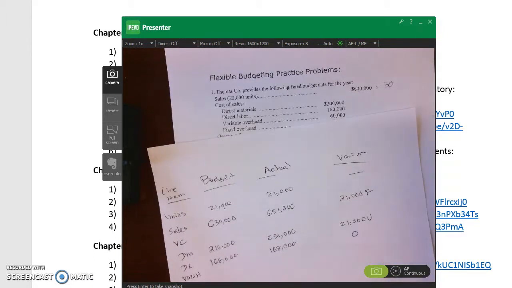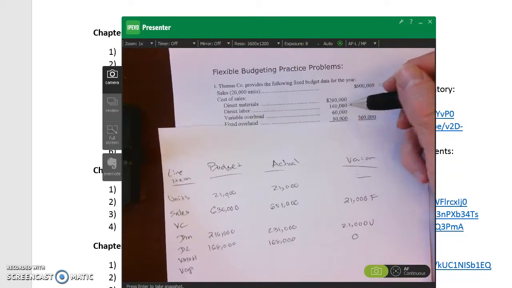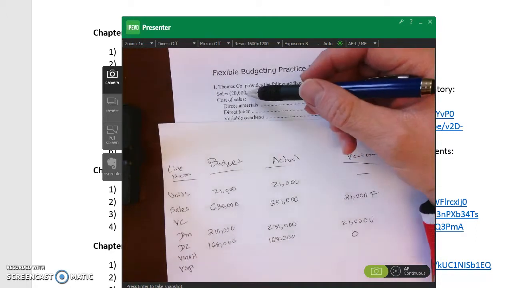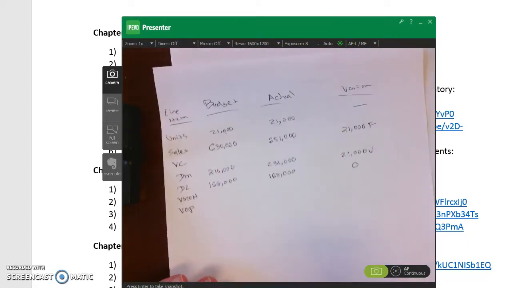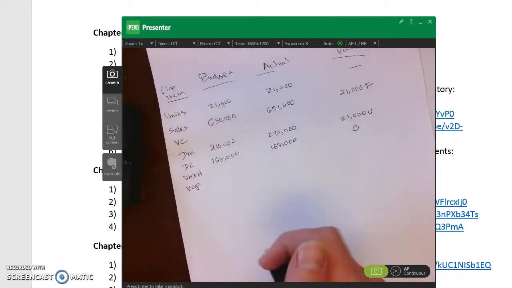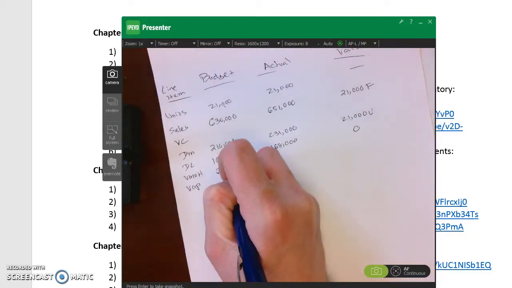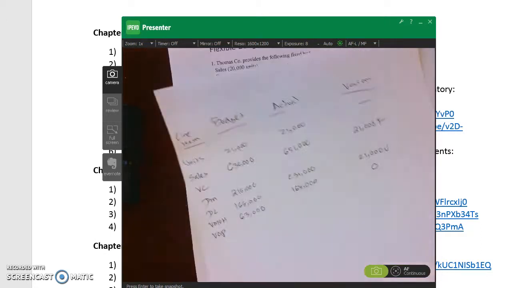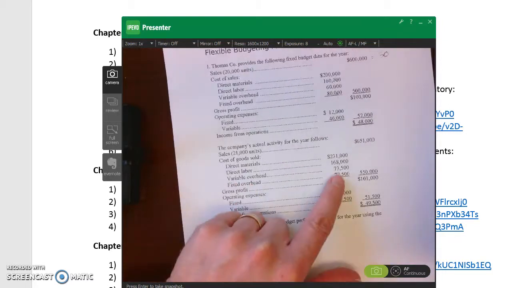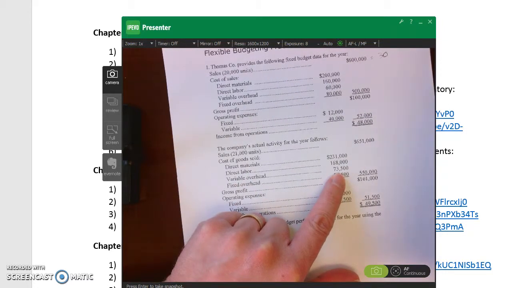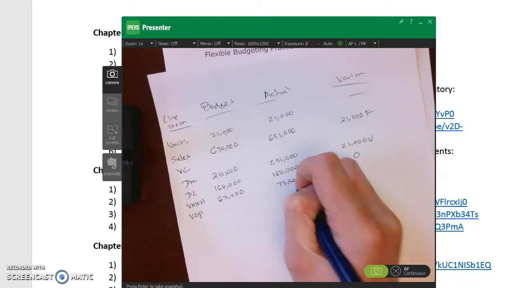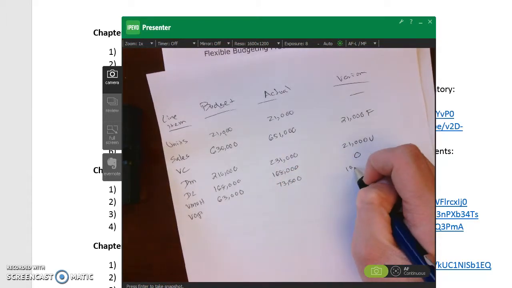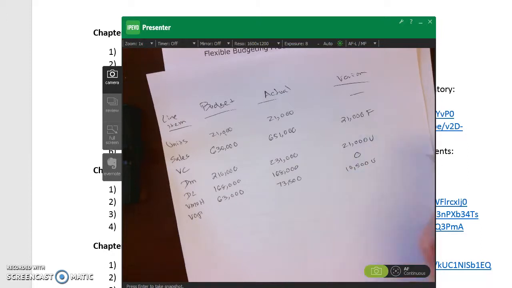Now we take our variable overhead of $60,000 divided by our 20,000, which gives us 3, times 21,000 gives us our $63,000 in variable manufacturing overhead, and our actual variable overhead was $73,500, which gives us a variance of $10,500 unfavorable because actual costs are higher than budget.